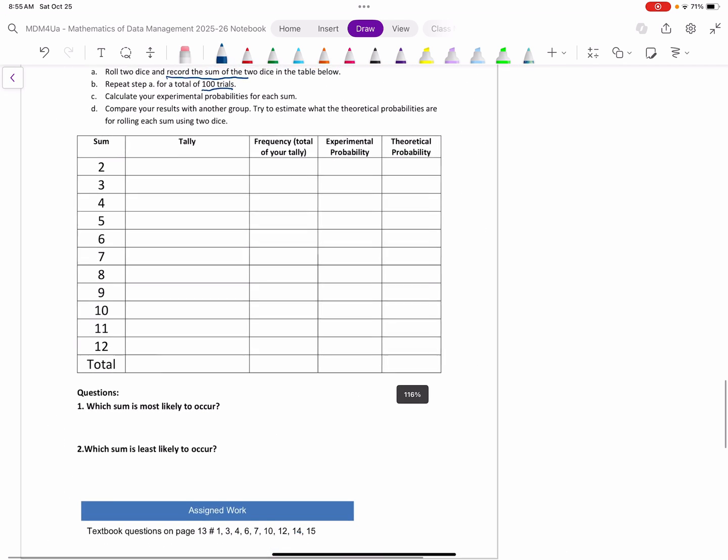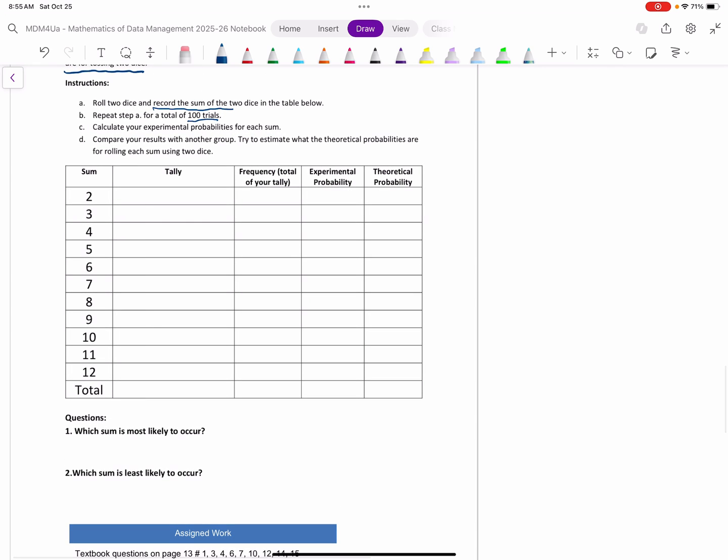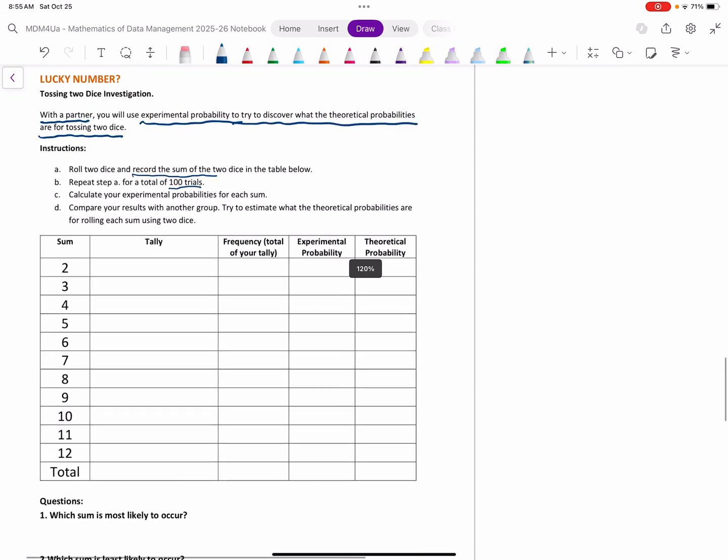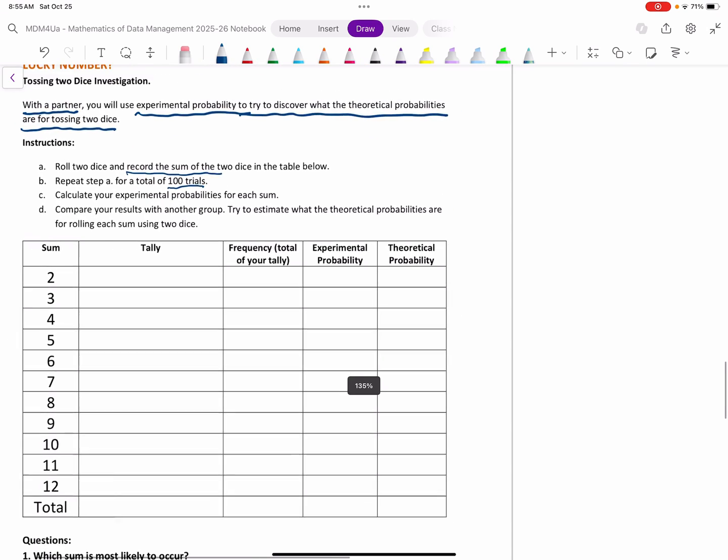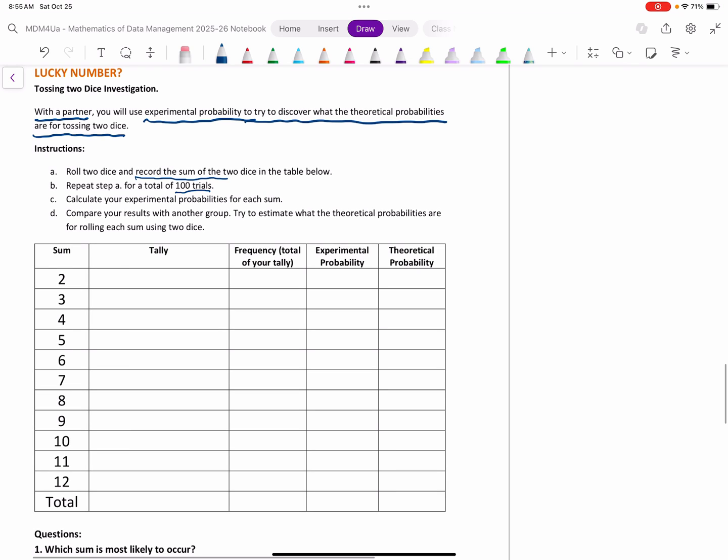And so at the end, I want you to see which of your sums is most likely to occur, and we'll discuss that. And then which sum is least likely to occur. Okay, enjoy this. Try to keep those dice from flying around, and hopefully I will see you very shortly.